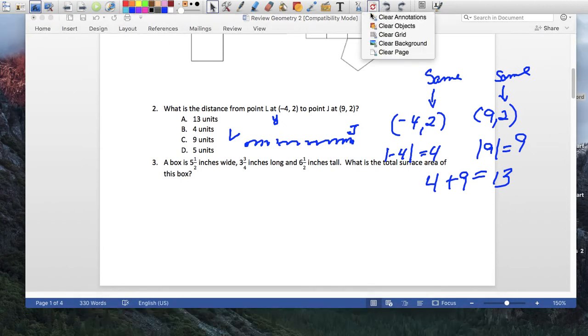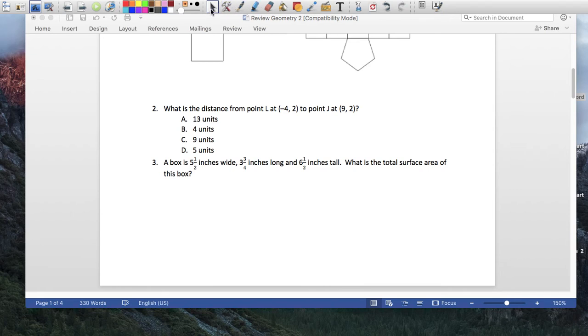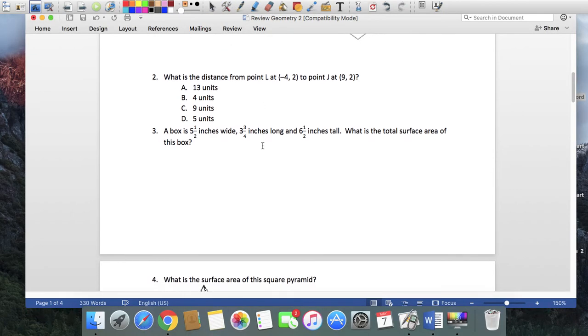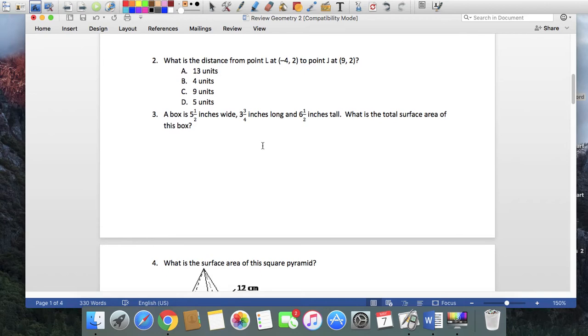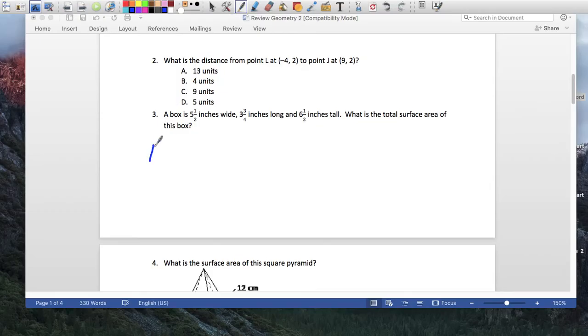Uh-oh, I think I messed things up. That's okay. A box is fine. We want total surface area. Ooh, okay. So let's create the box. Okay, so here's a box.